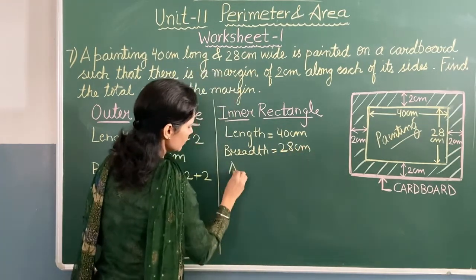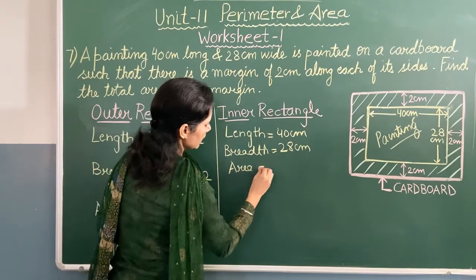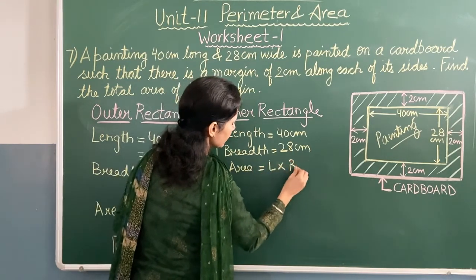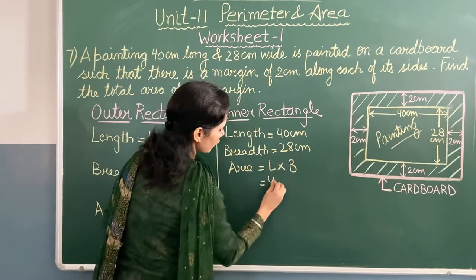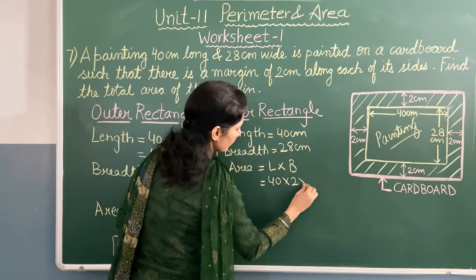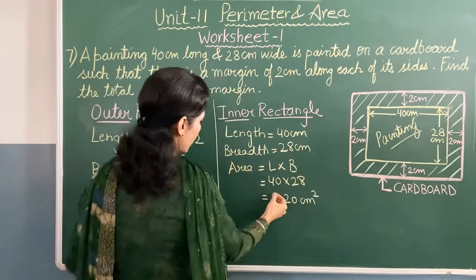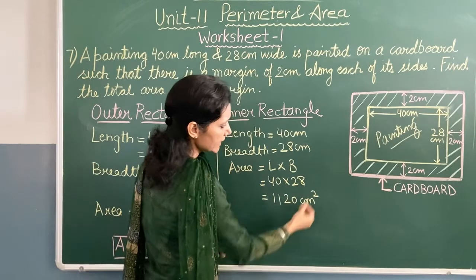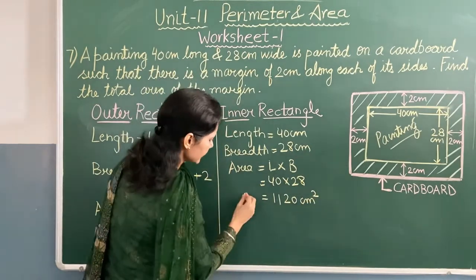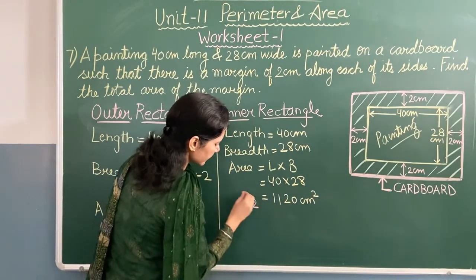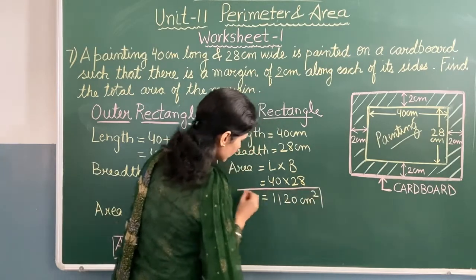So area is equal to length multiplied by breadth, that is equal to 40 multiplied by 28. That comes out to be 1120 square centimeters. Let's name the area of the inner rectangle as A2.